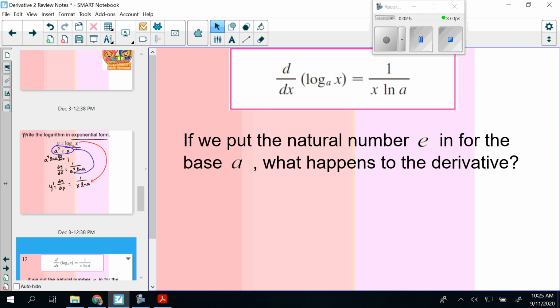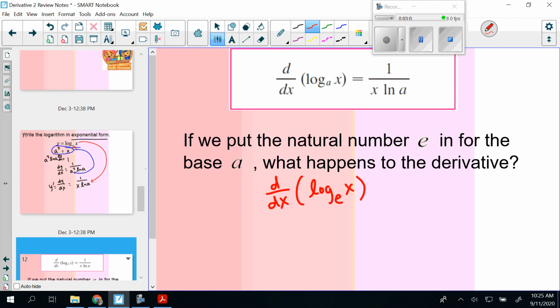What happens if we put the natural number e in for the base? What happens to the derivative? Well, remember, if you are trying to find the derivative of log base e of x, we have another name for that. Log base e means we're doing the derivative of natural log x. Log base e is always natural log.